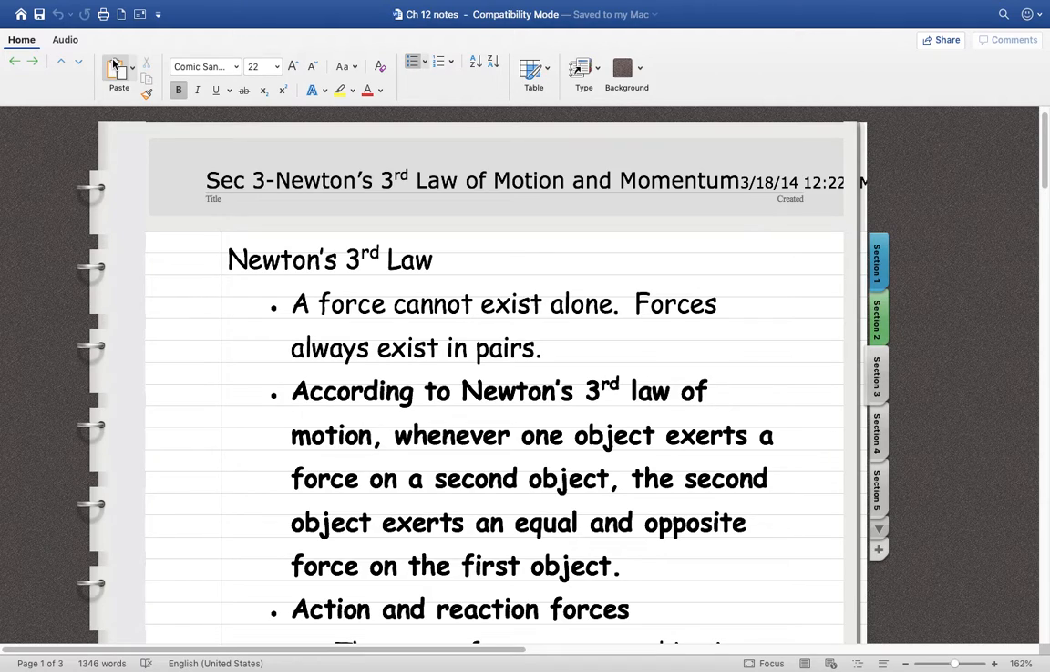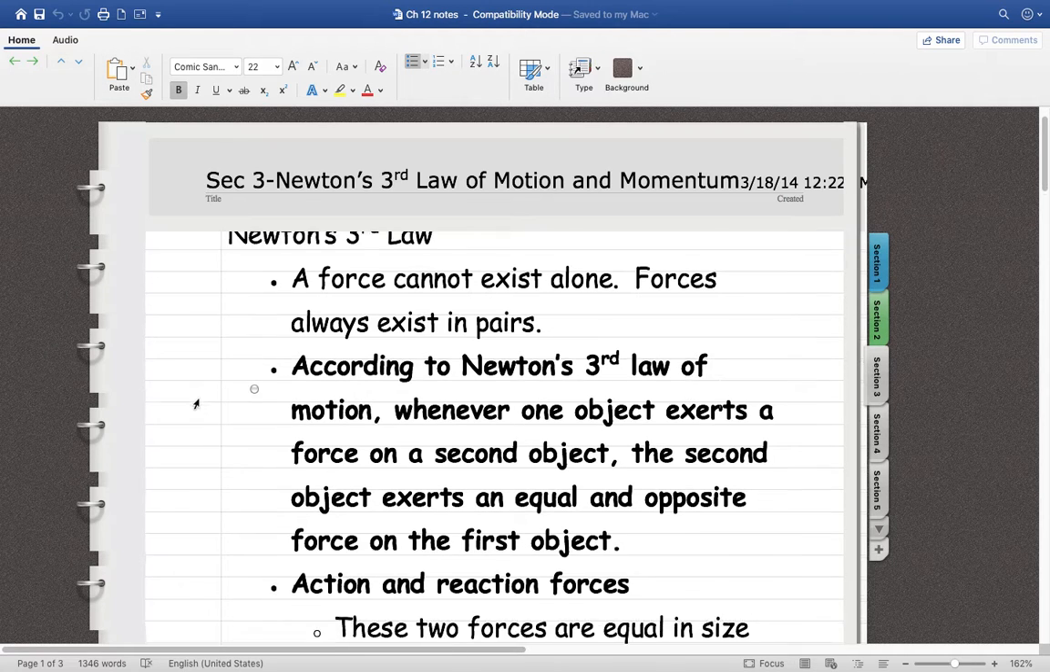Newton's third law says that a force cannot exist alone. Forces always exist in pairs. So according to Newton's third law of motion, whenever one object exerts a force on a second object, the second object exerts an equal and opposite force on the first object. You've probably heard, for every action there's an equal and opposite reaction. That's what this is.